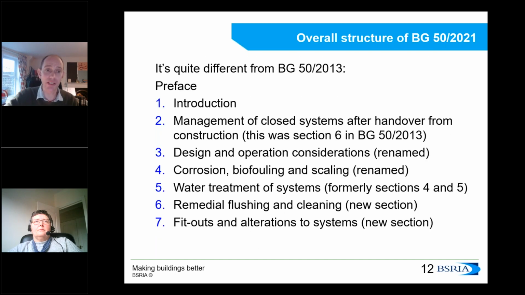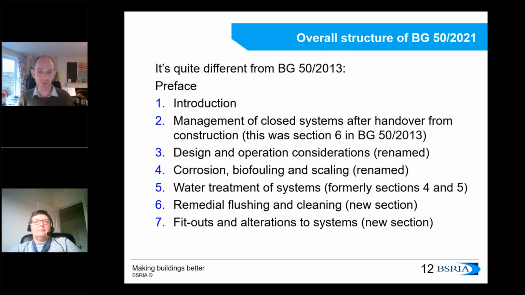Let's talk about what's actually in BG50. We have changed the structure of it a bit. So some of the sections have been reordered. You're not going to find the same thing in the same numbered sections as in the 2013 edition. Some of the sections have been renamed.